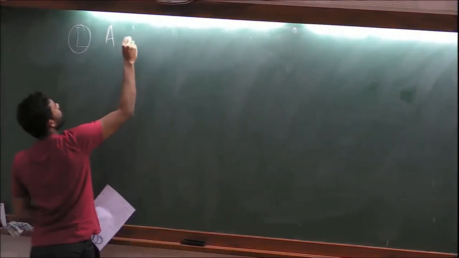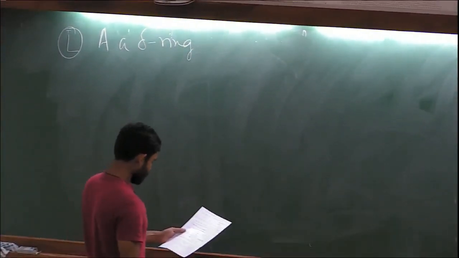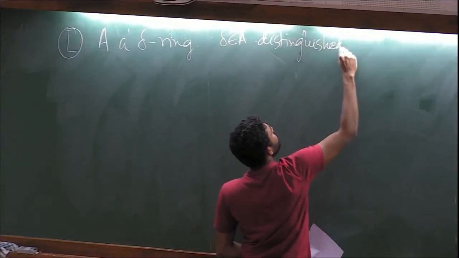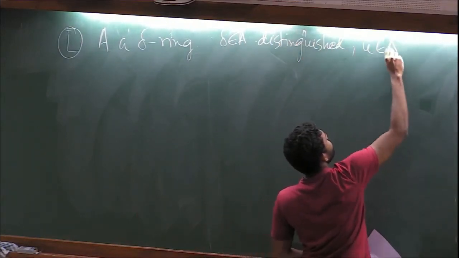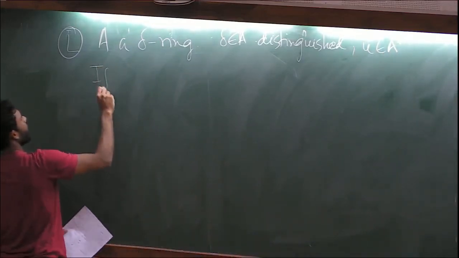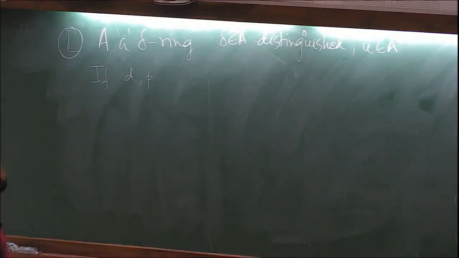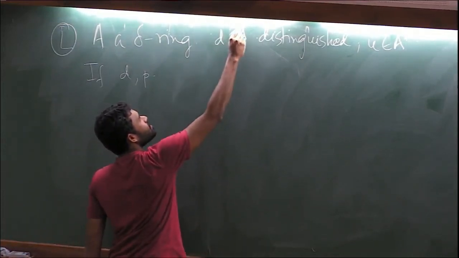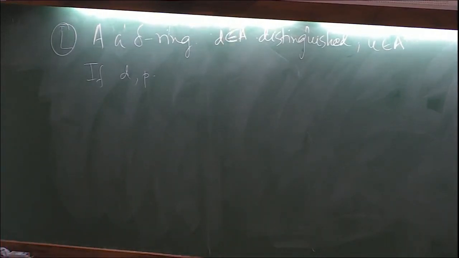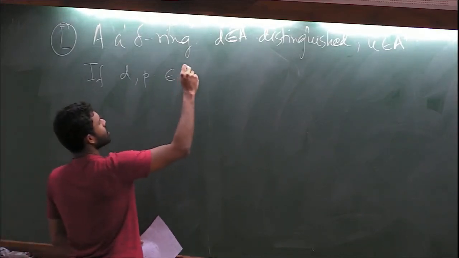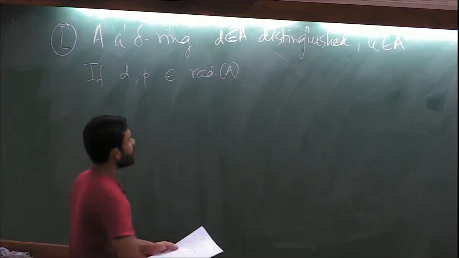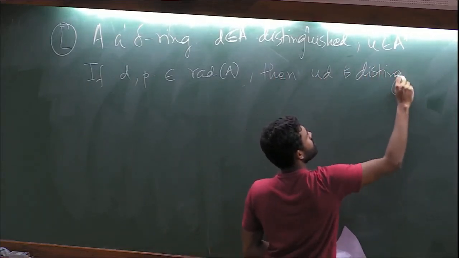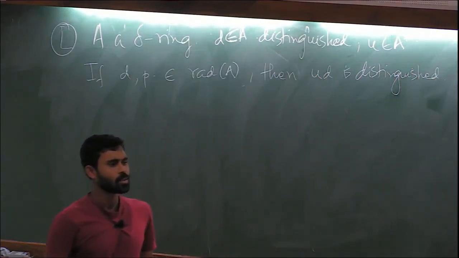Okay, so again, A is a delta ring, d in A is distinguished, and u in A star is a unit. Then, if d and p both belong to the radical of A, then u times d is distinguished. Here, the radical means the Jacobson radical.